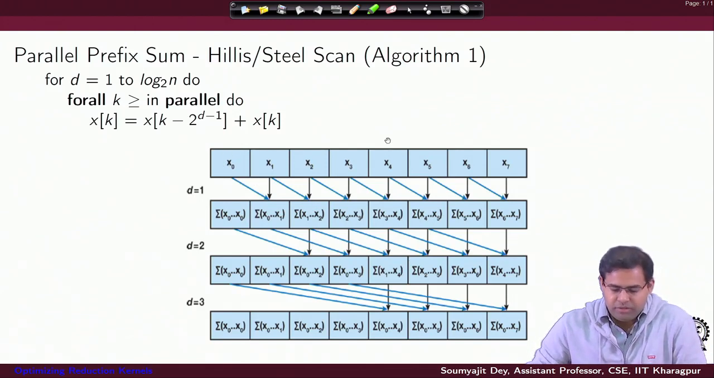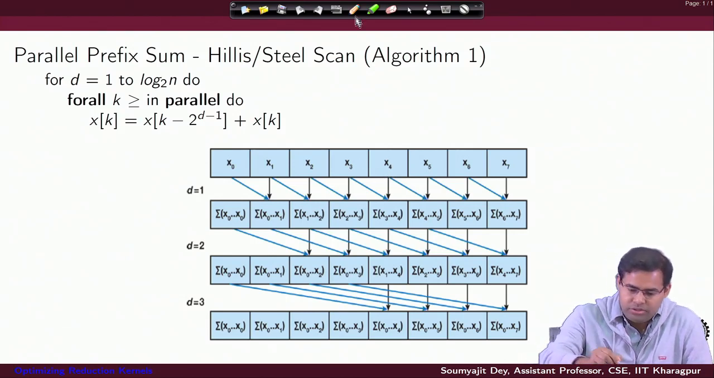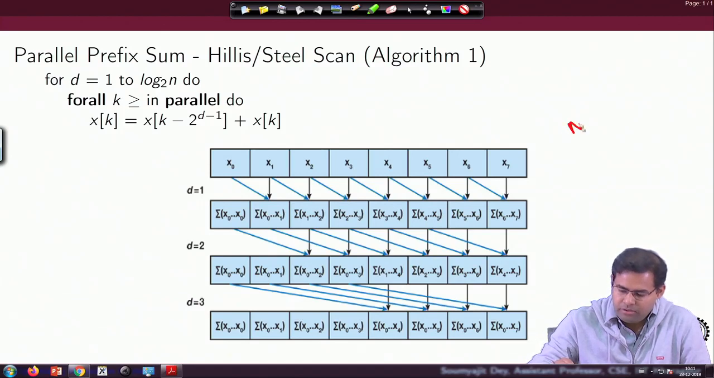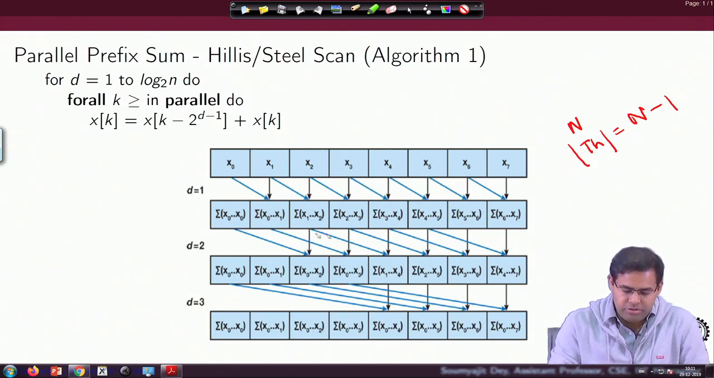So initially I really do not have half the number of threads of the array, because every thread is going to add its own location plus the previous location. So, if the total is n here, the number of threads that are active would be n minus 1. Now, what happens in the next iteration?